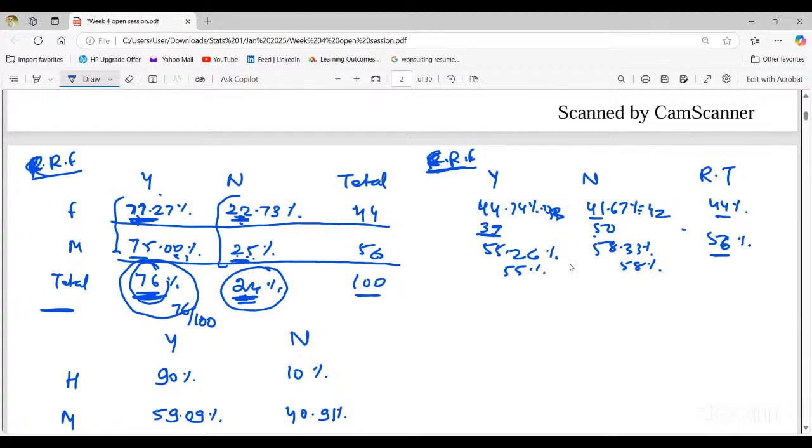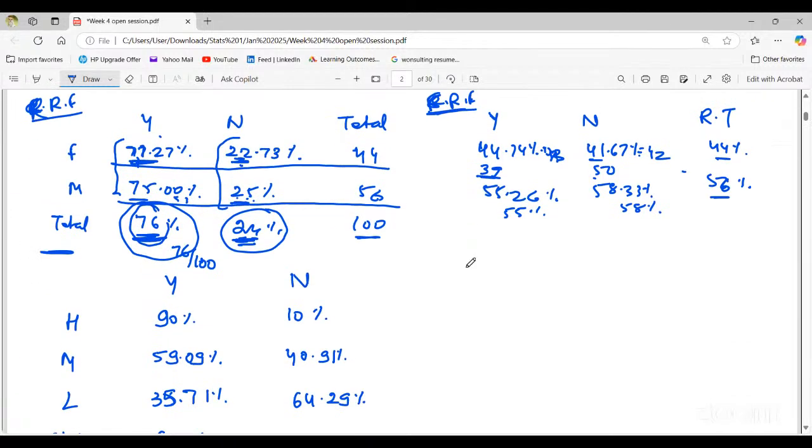So if my row relative frequencies are the same, we say that they are not associated. Here we see that the column relative frequencies are the same, so we are comparing the Y column and N column and the total column. They are the same, correct. So in that way we are saying that. So it's basically the last row of the table.